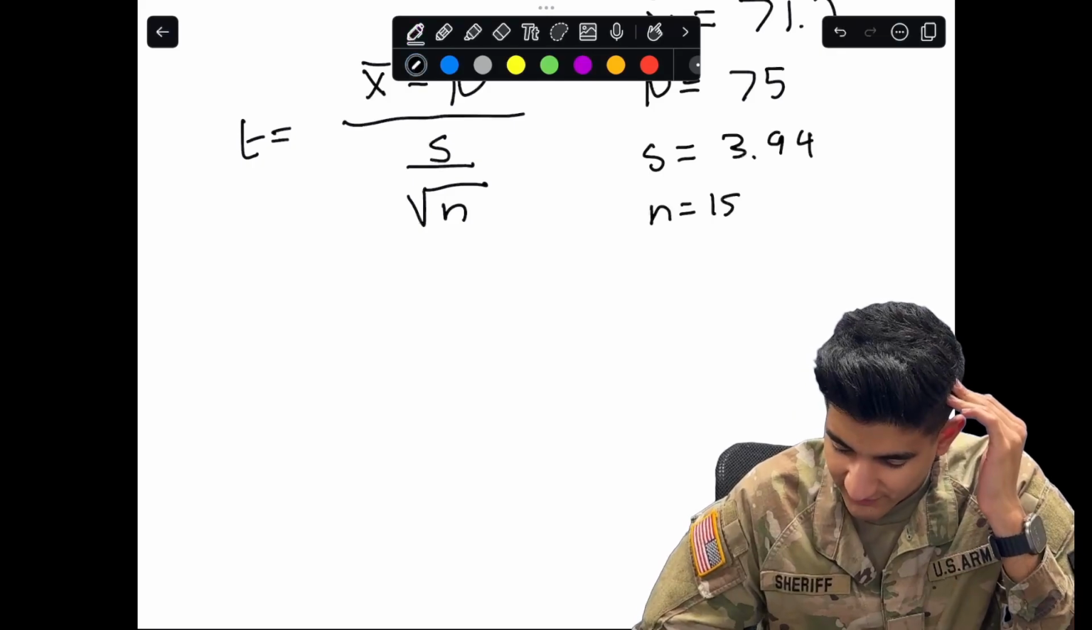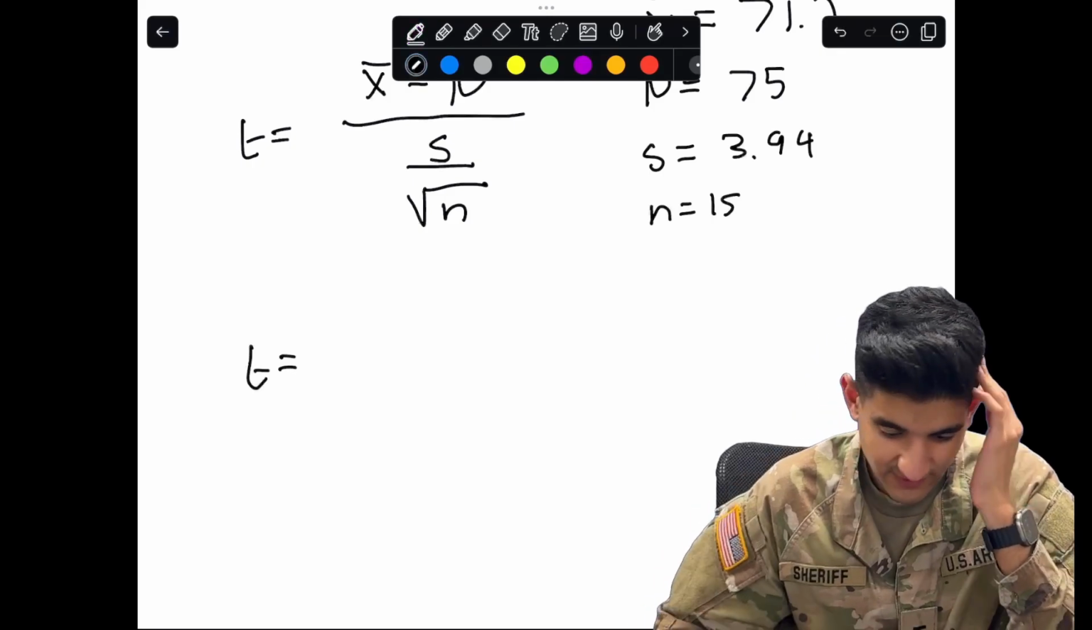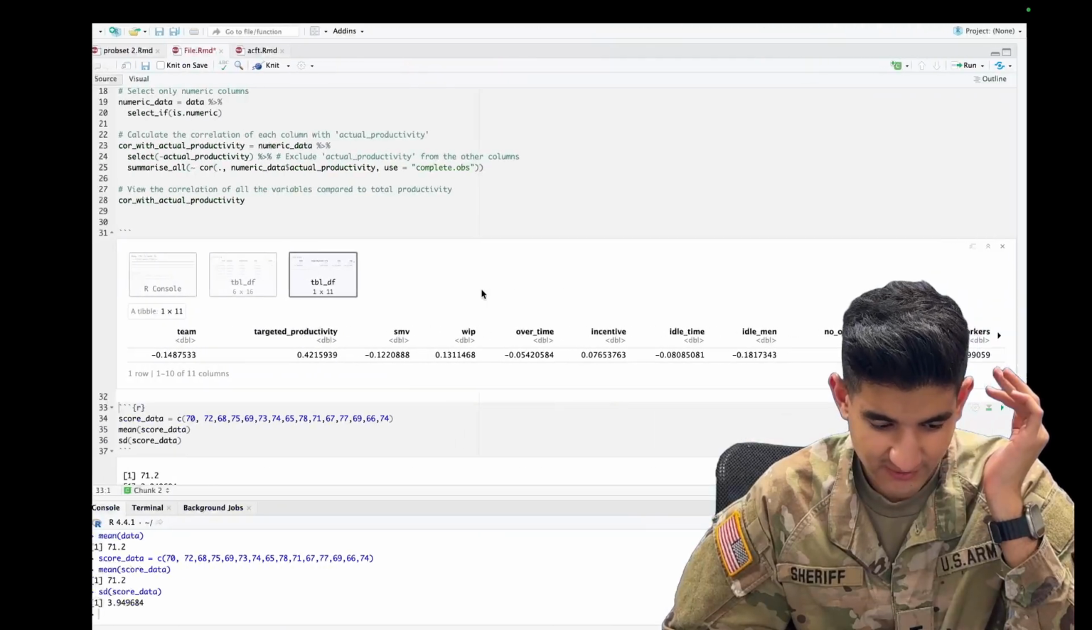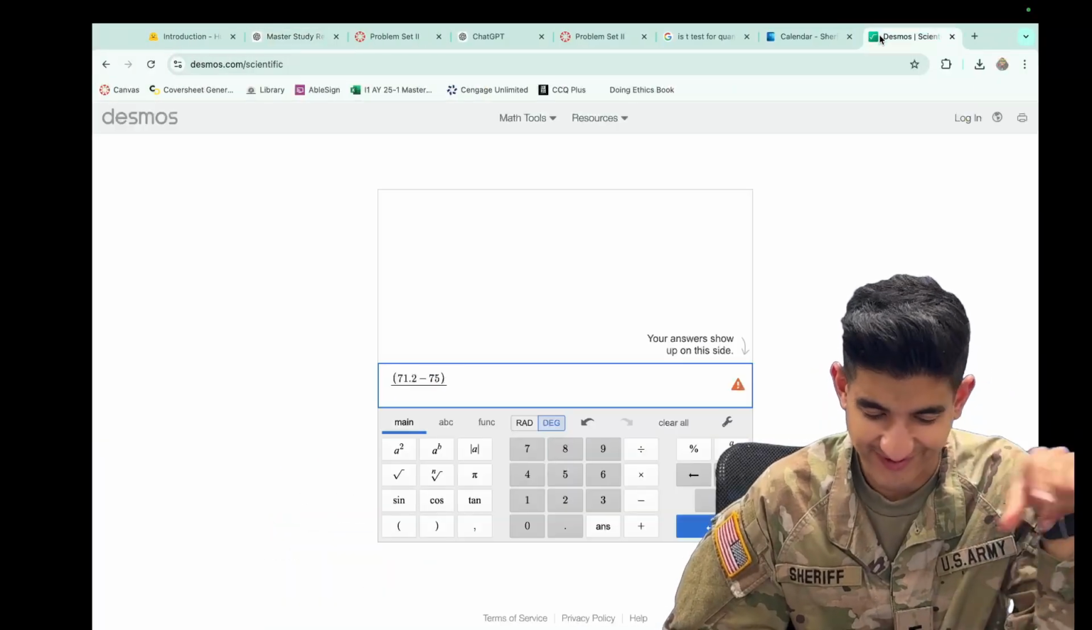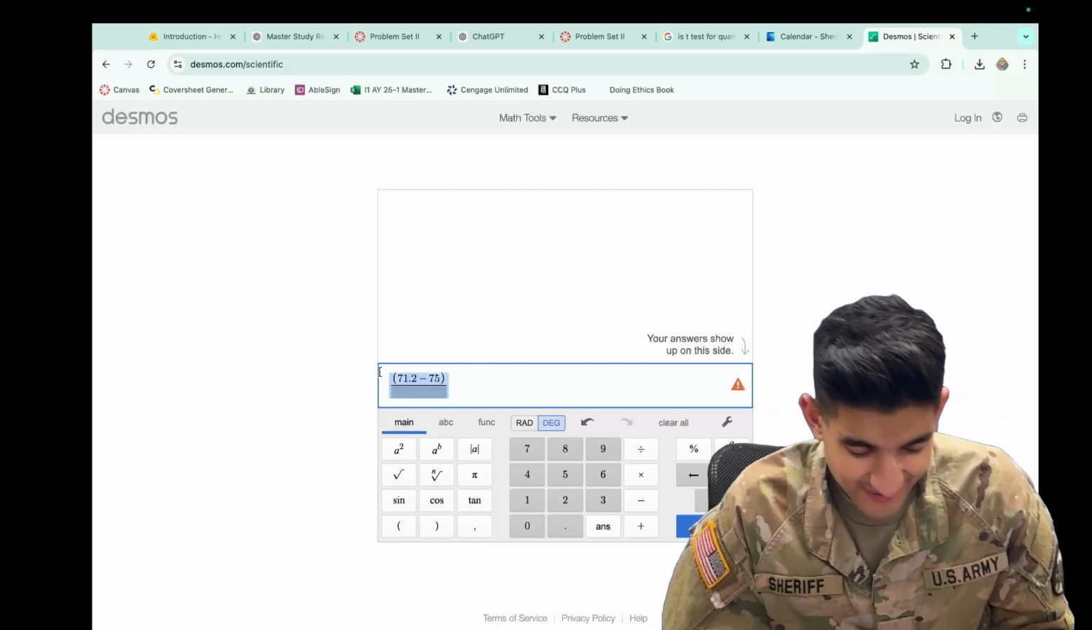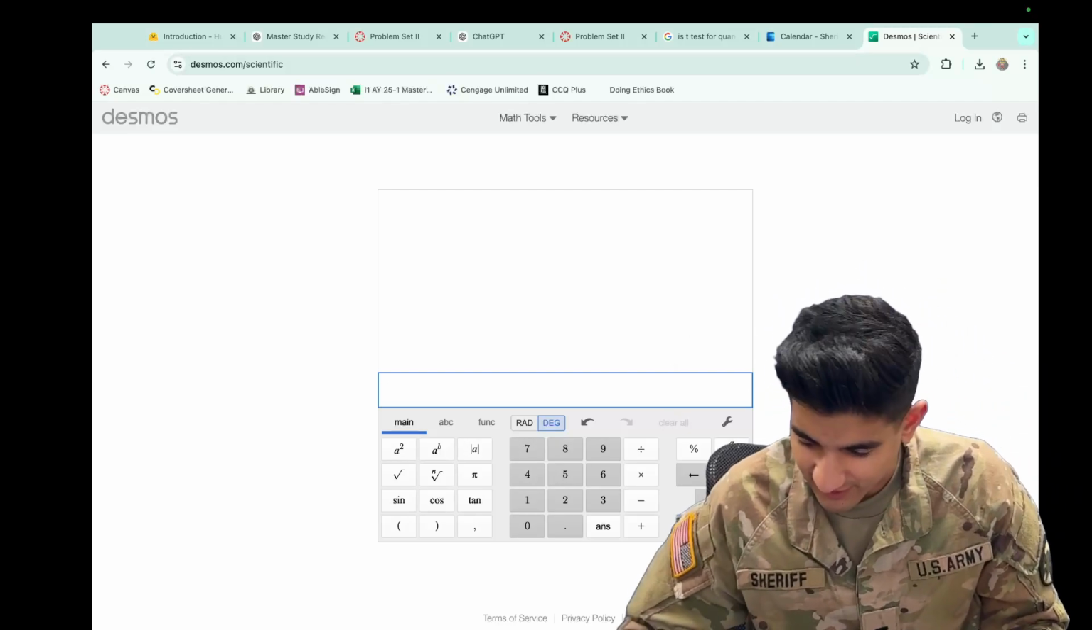So I'm going to do that with you guys real quick over here. I'm going to enable my screen capture, make sure it's working, cool. And I'm going to open up Desmos. I have ChatGPT, just making sure I got everything right there. All right, so we're going to do our test.